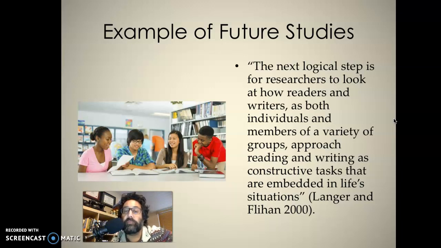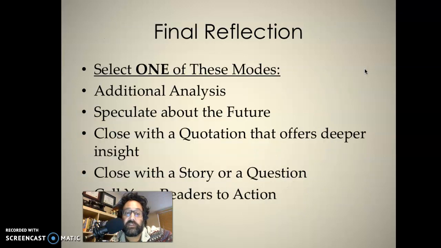Here's an example from another essay on education. The next logical step is for researchers to look at how readers and writers, as both individuals and members of a variety of groups, approach reading and writing as constructive tasks that are embedded in life situations. So that right there at the beginning, the next logical step, right? They're saying it right there. This is the next thing we do, the next thing we need to study. So that's a good example of that future studies section.